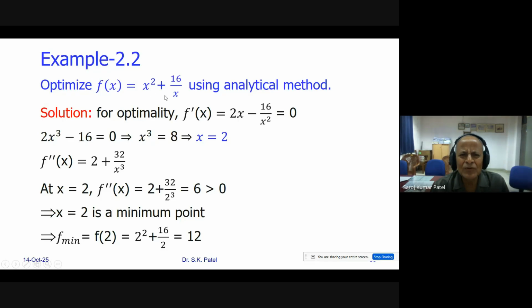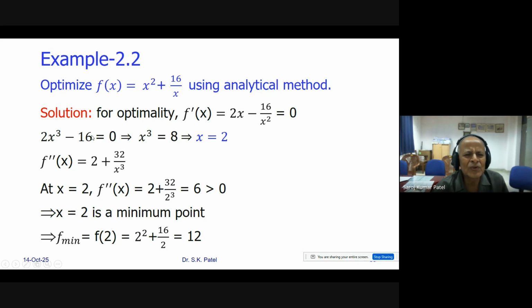The same example, if you also solve analytically, because it's a simple problem, we can solve it analytically and you can check it. So let us take the first derivative. The first derivative will be 2x for x square, and for 16 by x, it will be minus 16 by x square, equal to 0. When you solve it, 2x into x square is 2x cube, minus 16, divided by x square is 0. Doing cross multiplication, x square into 0 is 0. So 2x cube minus 16 is 0.